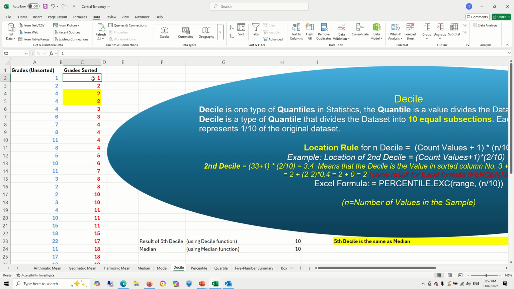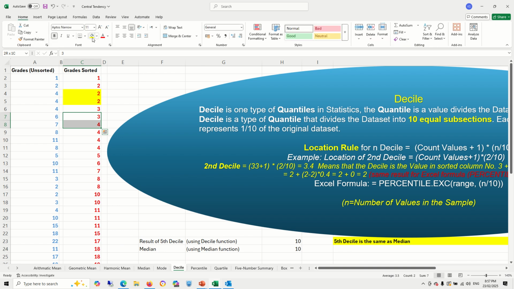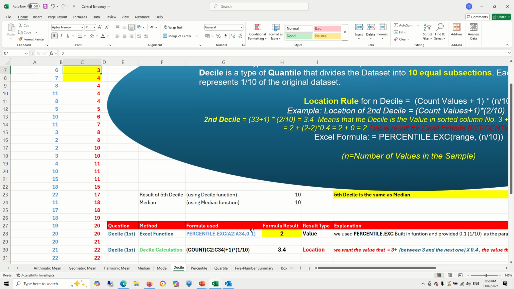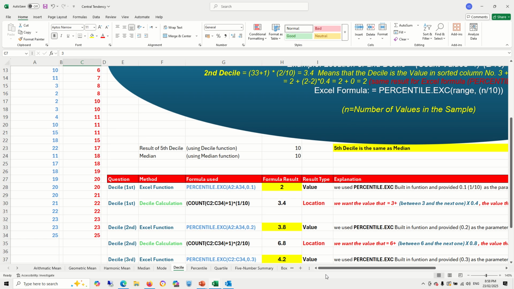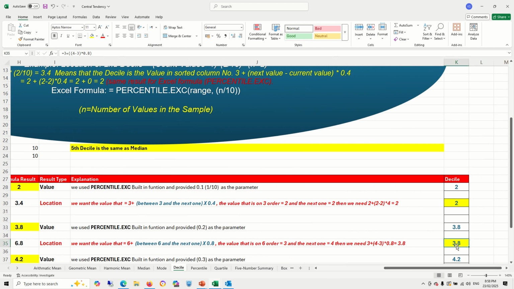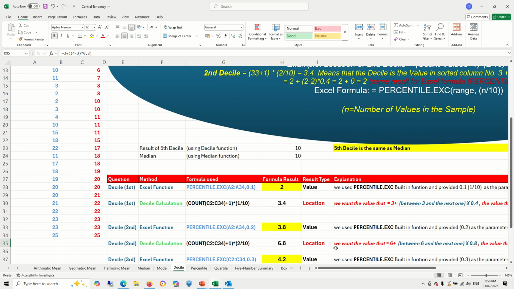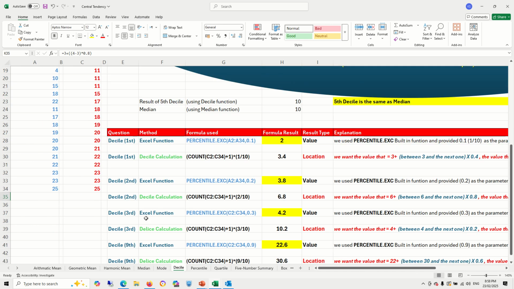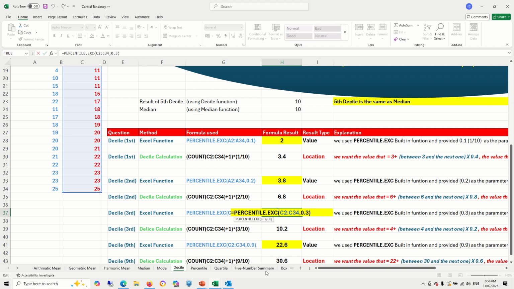When we look at here, 1, 2, 3, 4, 5, 6. So this is the 6. The 6 is the number 3, and the next one is 4. We want 6.8, so we want 3 plus 4 minus 3 multiplied by 0.8. So it will give us the same result here as you see, which is 3.8. Let us now look at the third decile. We will also calculate first using Excel, then it will give us 4.2 as a result.